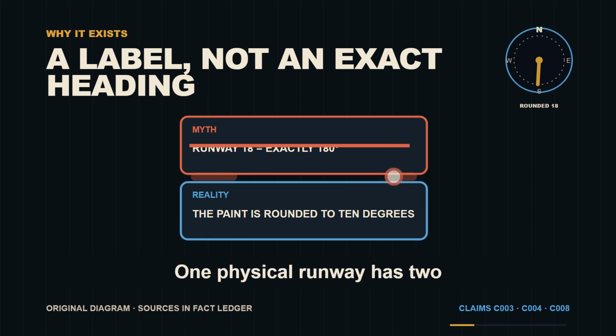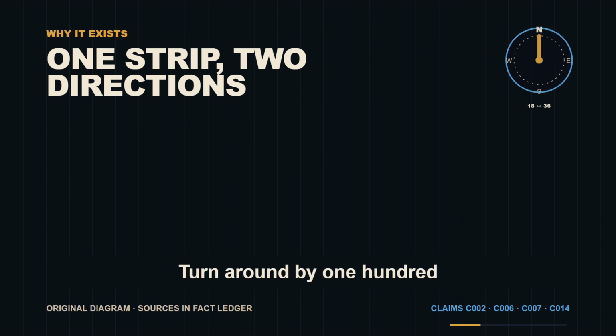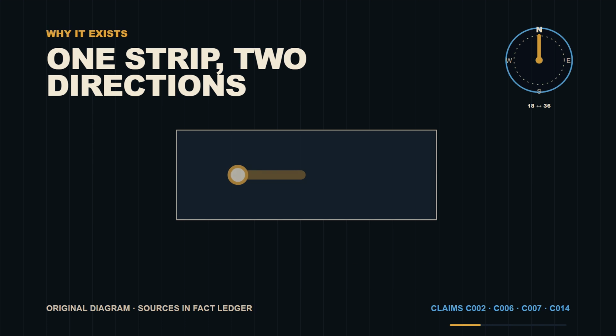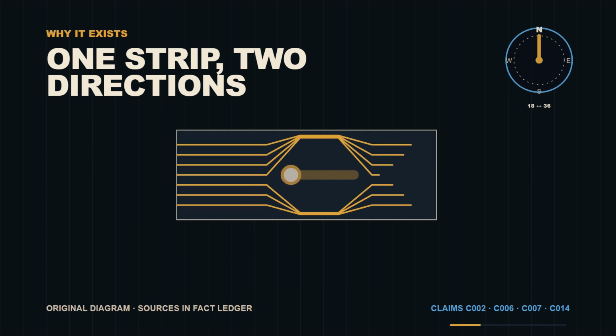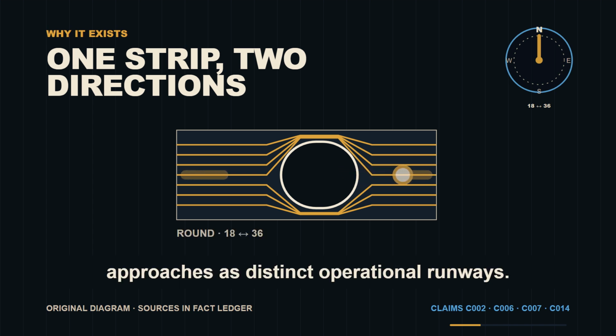One physical runway has two usable directions, and each end receives its own approach label. Turn around by 180 degrees, and the shorthand changes by 18. 18 faces 36, and 9 faces 27. The pavement is one object, yet aviation treats its reciprocal approaches as distinct operational runways.